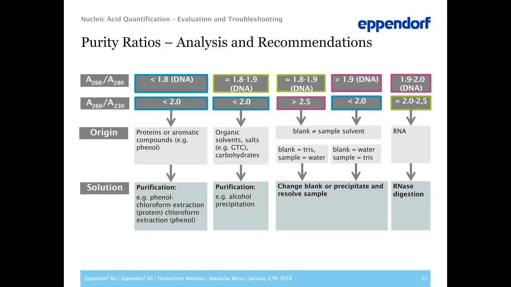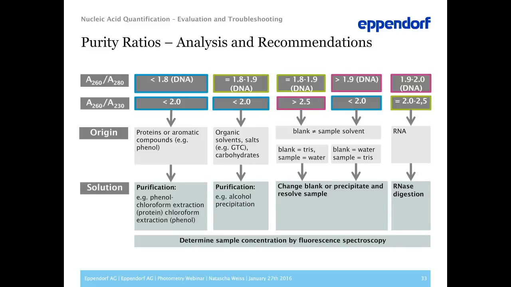If high amounts of RNA contaminate a DNA sample, only the ratio A260 to A280 is slightly increased, and RNA digestion will help in this case. Also, fluorescence spectrometry can be a solution in many cases in order to achieve accurate results.